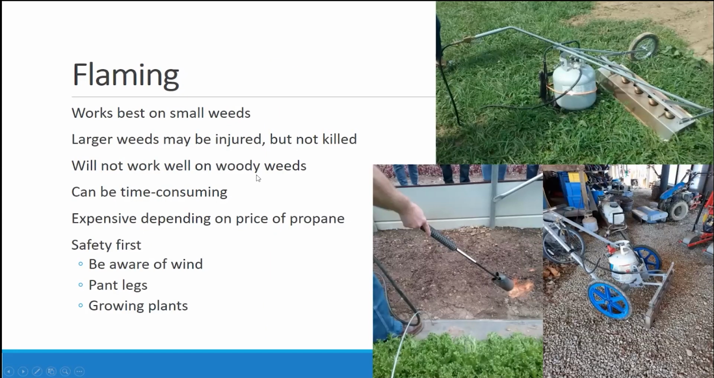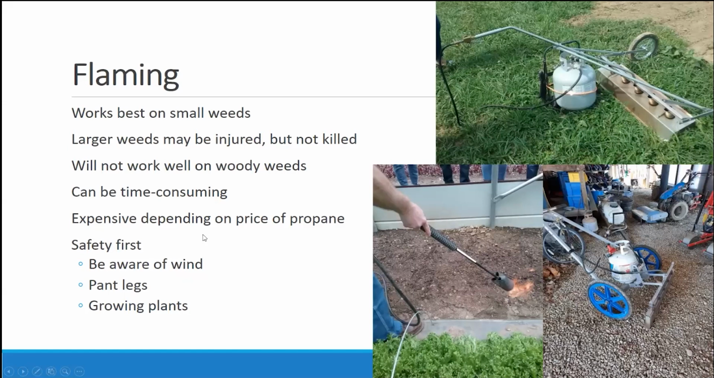Flaming, this is a great tool. It works best though, again, on small weeds. Larger weeds may be injured but not killed, so you kind of burn them back and then they pop back up. It won't work as well on woody weeds. And it can be kind of time consuming, honestly, and depending on the price of propane, it could be expensive.